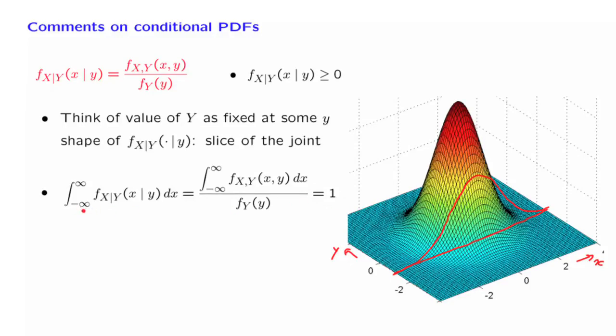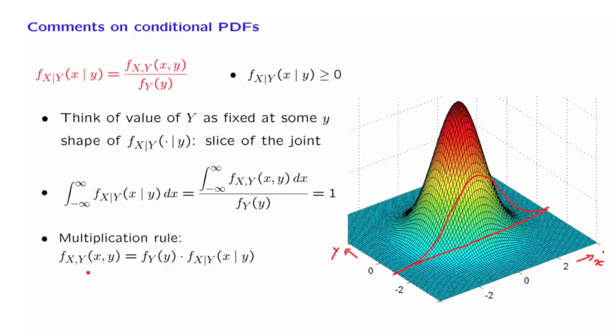Therefore, the conditional PDF for a given value of the random variable y behaves in all respects like an ordinary PDF. It is non-negative and it integrates to 1. The last observation is that we can take this definition and move the denominator to the other side to obtain this formula, which has the familiar form of the multiplication rule.